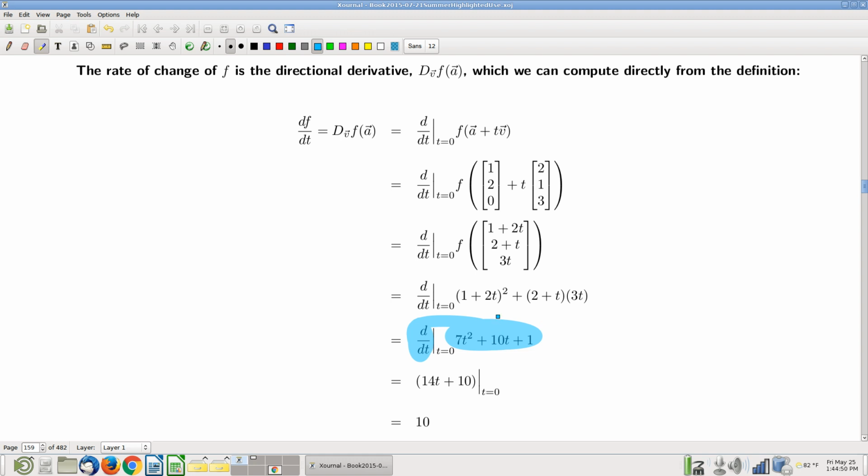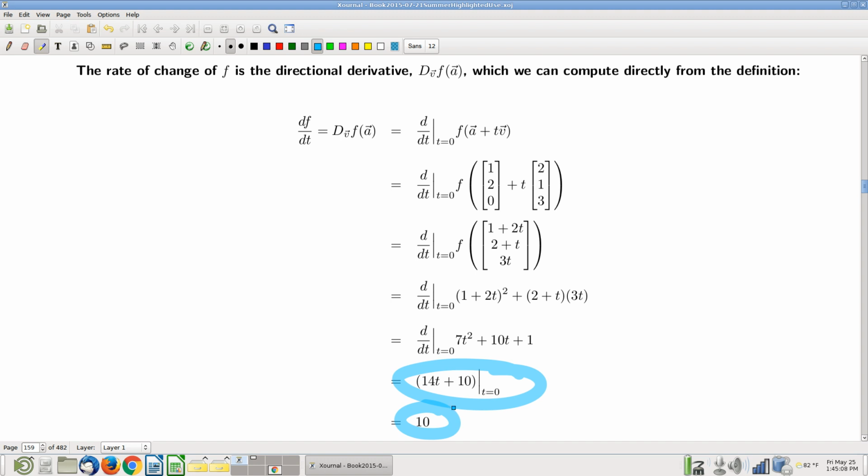Okay. So we take the derivative. That's Calc 1, easy to do. Now we plug in t equals 0, and we get 10. There you go. Everybody happy? See how the process works?